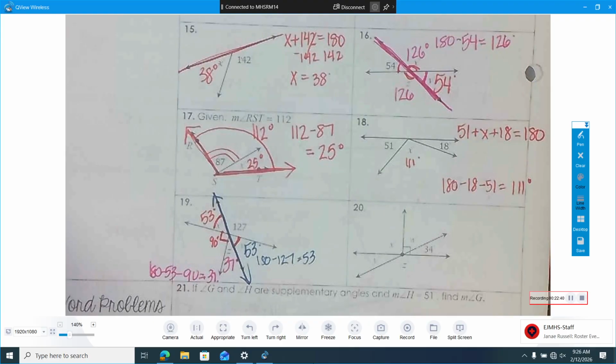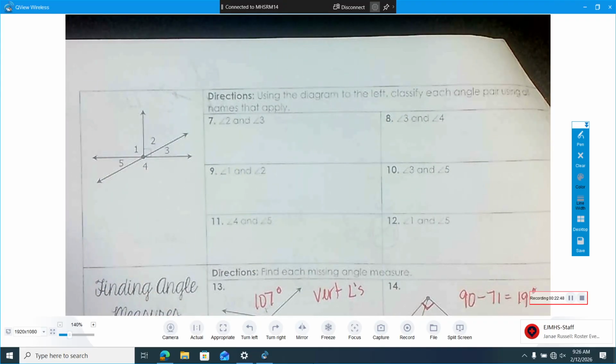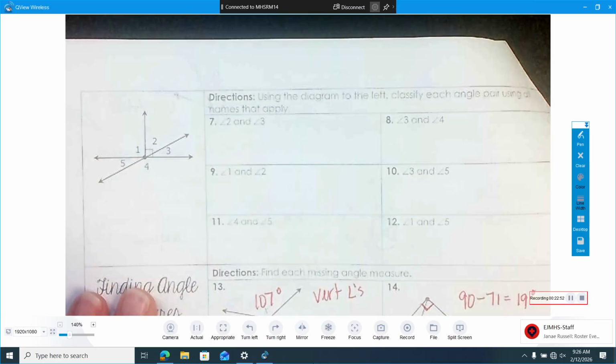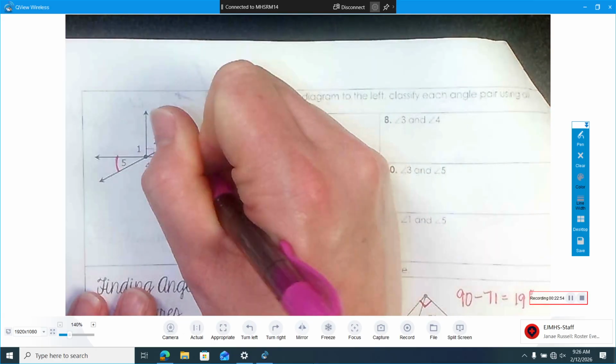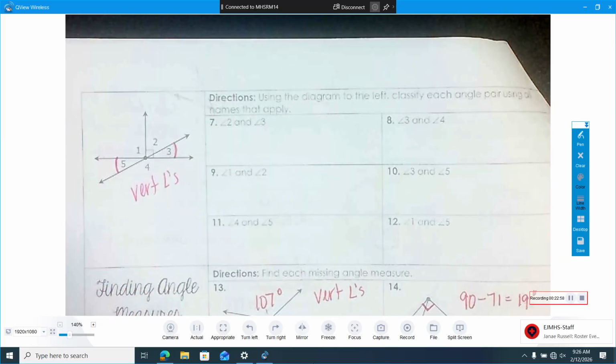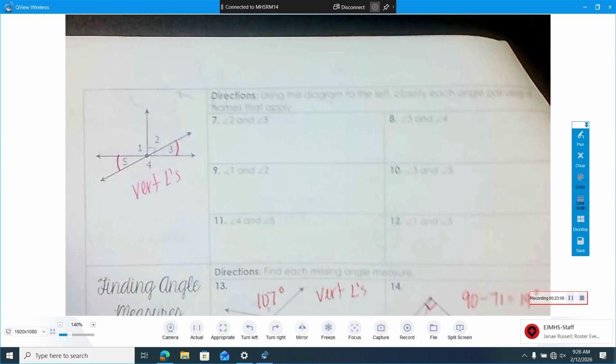All right, how do you feel about this? You feel okay? Okay. Will you tell me, just in this picture right at the top here, which angles are vertical angles? 5 and 3. Angle 5 and angle 3 are vertical angles. I think those are ones you really want to be able to identify, is identifying those vertical angles. Okay, ladies and gentlemen. Whew.